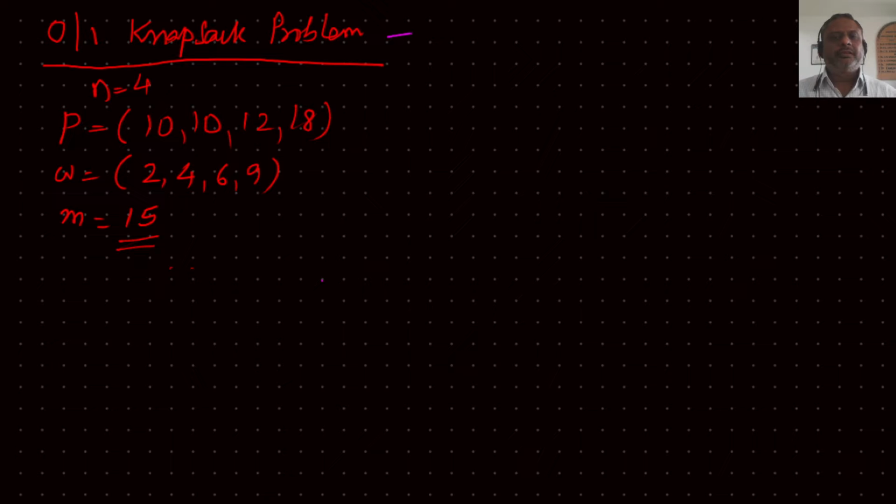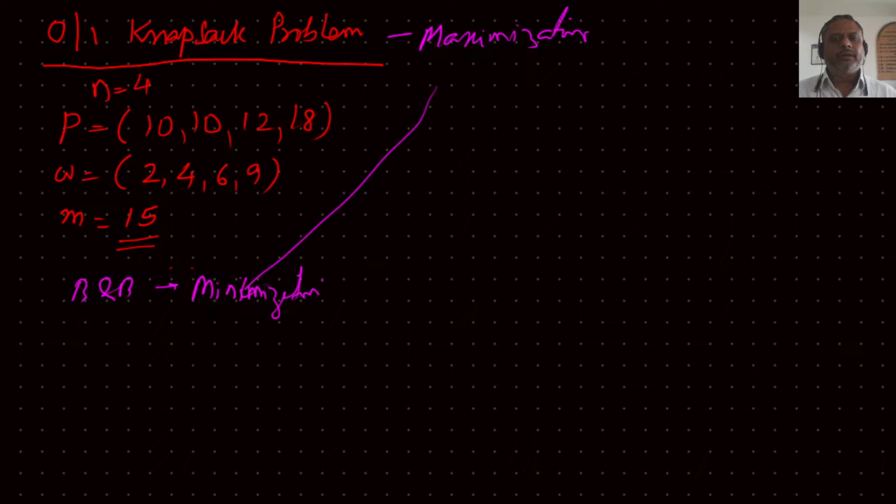So basically this problem is a maximization problem, whereas branch and bound is for minimization problems. Therefore we need to convert the maximization problem into a minimization problem before using branch and bound. The easiest way of doing that is to negate all the profits. So the minimum of the negative values will be the maximum in the positive sense.